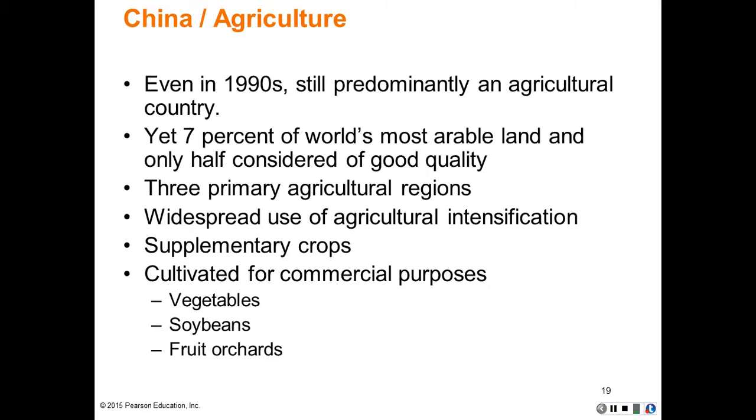There are supplementary crops we'll talk about in a minute. Many of these supplementary crops are cultivated for commercial purposes after the initial grain crops have been produced. These include vegetables, soybeans, and fruit orchards that are important for the growing affluence of the urban classes in the industrial portions of China in the east.